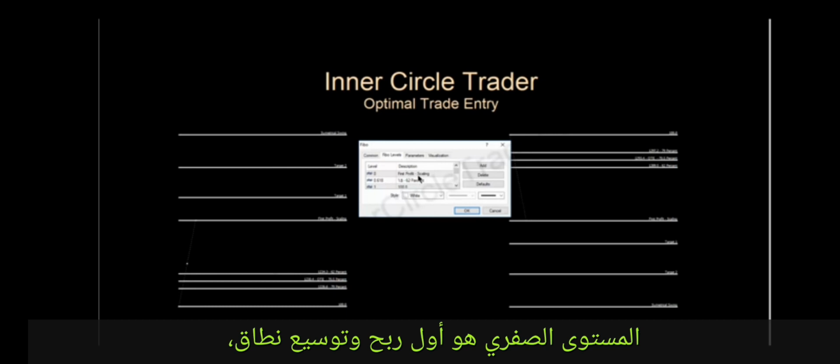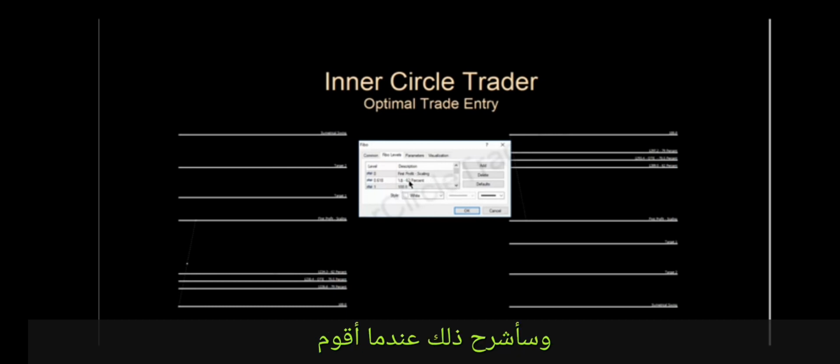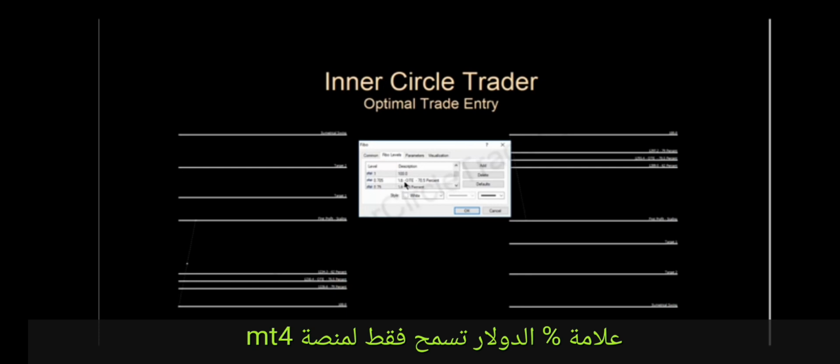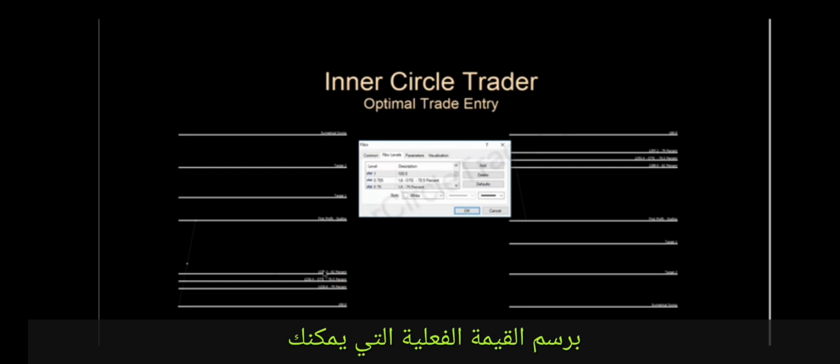The 0 level is first profit and scaling. I'll explain these as I go. 62% retracement level, I'm rounding it. And then you have the 100 level, which is 1 here. And then we have the percent sign, dollar sign, just allows the MT4 platform to plot the actual value. You can see that over here. And then it's 0.705 for the sweet spot for optimal trade entry. That's the price level I'd like to see price trade to, and 79%.